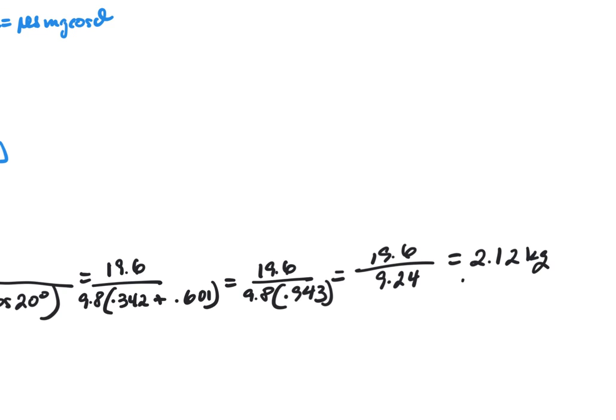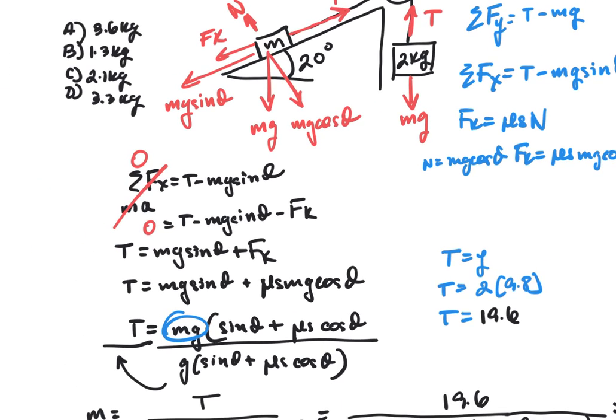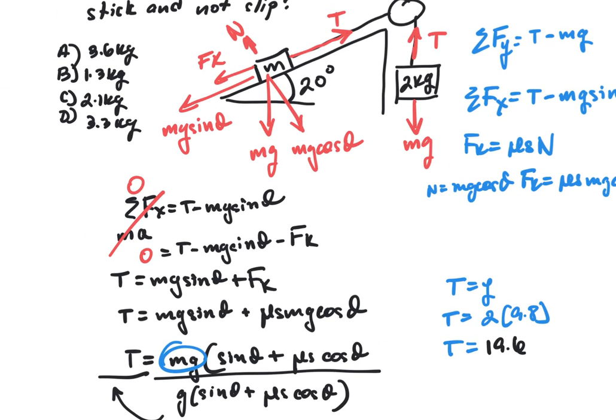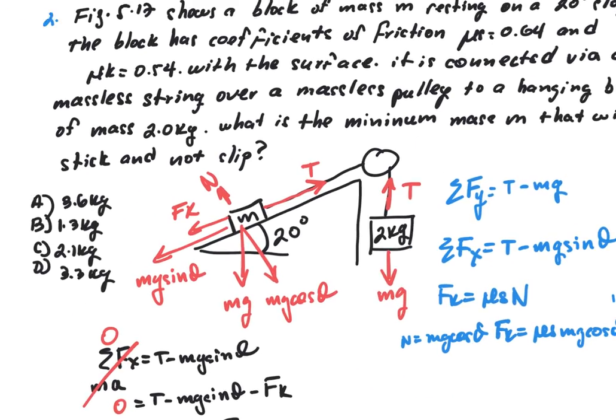kilograms, or 2.1 kilograms. So this 2.1 is our mass for the M, the small block, or the block on the 20-degree angle. So since our value is 2.1, the answer to this question is going to be C.